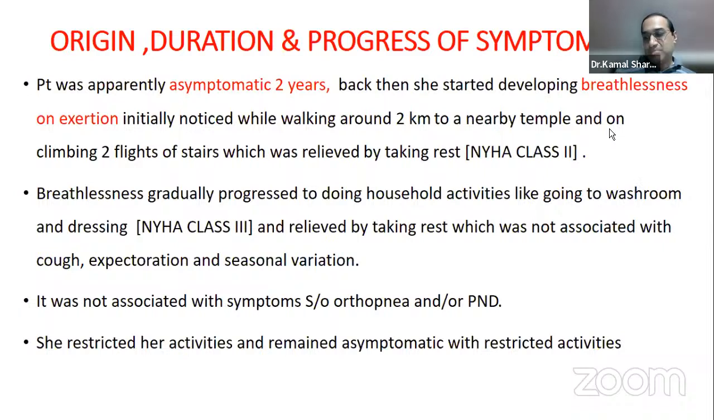HOCM rarely ever has PND. So put a message in the live chat box as to why the patients of HOCM don't develop PND. I'm waiting. If you can reply back in the live chat why these patients don't develop PND. In HOCM, PND is very rare.